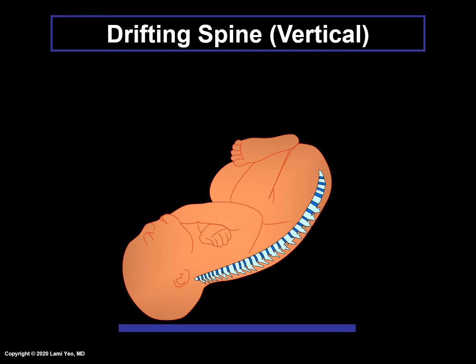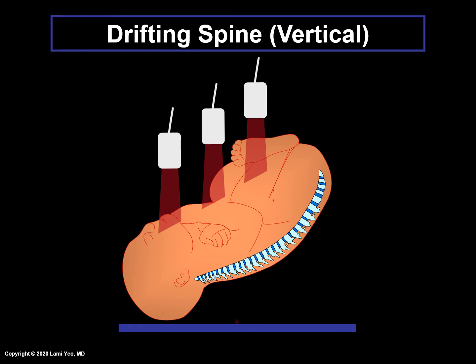Another type of drifting spine is a vertical drift. Notice that the fetus is not flat, but is inclined at an angle. Therefore, as one scans through the fetus from the cranial to caudal ends, sequential axial planes will show the spine drifting vertically on the screen. In other words, the spine will not remain in the same area.